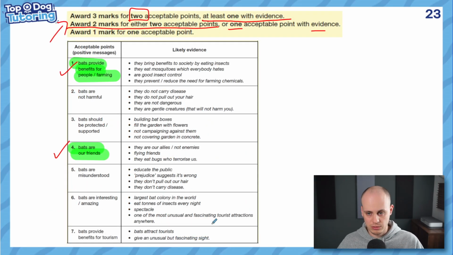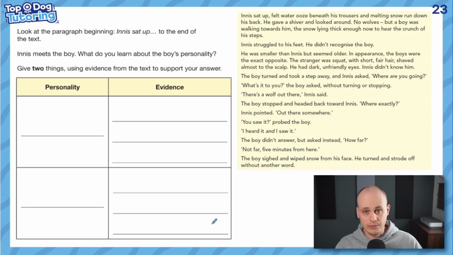There's my first question. Lovely, lovely question. There's another one from the 2023 paper that I really liked. And this was from the third text, which was a story about a wolf. It's quite an interesting little story, but it's a narrative. So we've not got subheadings this time to help us find information. But the question does something nice.